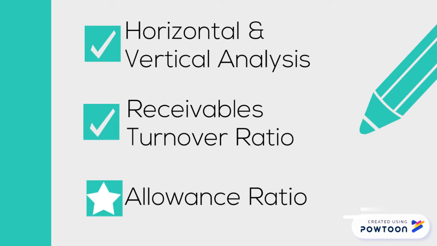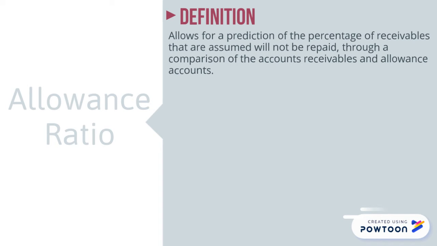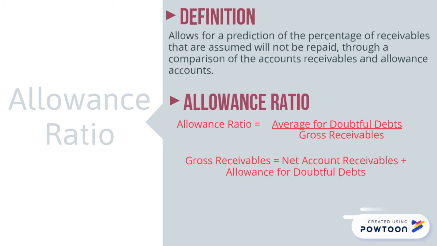Finally, let's look at the allowance ratio. This ratio allows for a prediction of the percentage of receivables that are assumed will not be repaid through a comparison of the accounts receivables and allowance accounts. Calculated using the formula on the screen, this ratio allows us to determine a company's ability to manage their receivables. As a higher ratio would indicate a larger number of receivables to be uncollectible, companies would benefit from it being as low as possible.